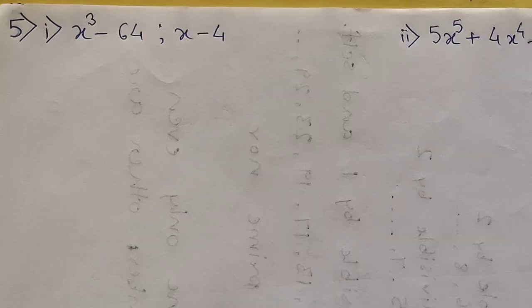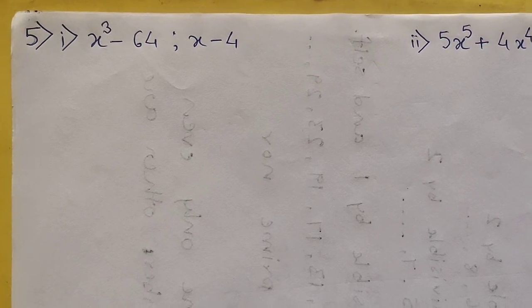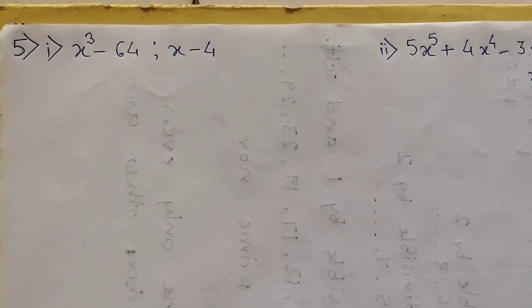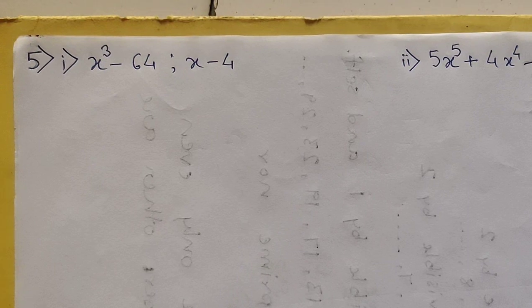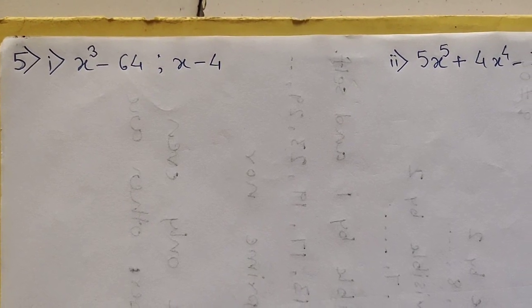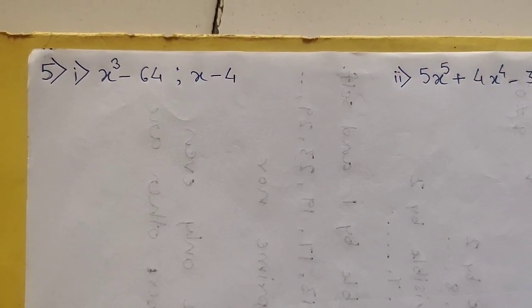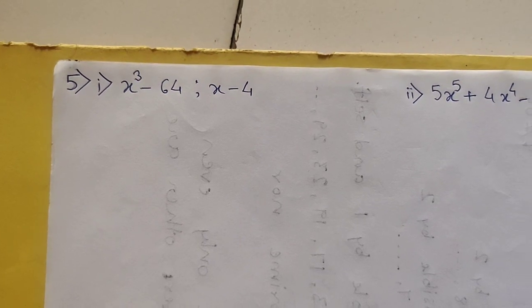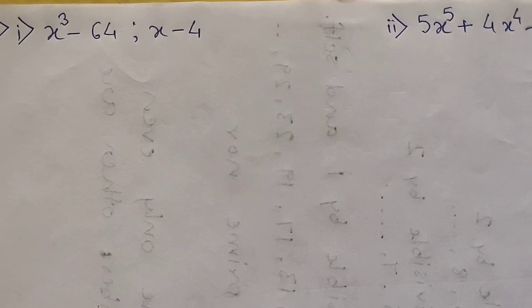Okay? So let us start today's lecture. Let us start with question number 5. In question number 5, you have to divide the first polynomial by the second polynomial, and after doing that, you have to write your answer in the form of dividend equals divisor times quotient plus remainder. So first you are going to divide, and finally you are going to write your answer in that formula. Okay, so let us see our first question.